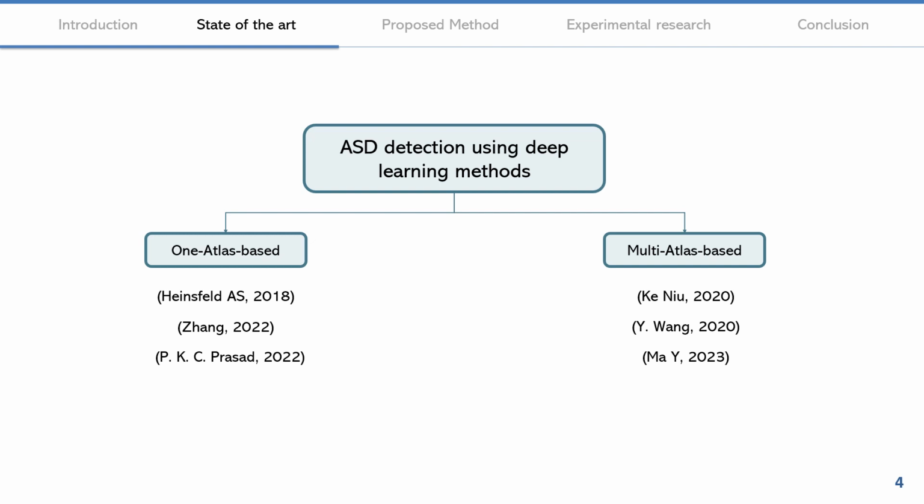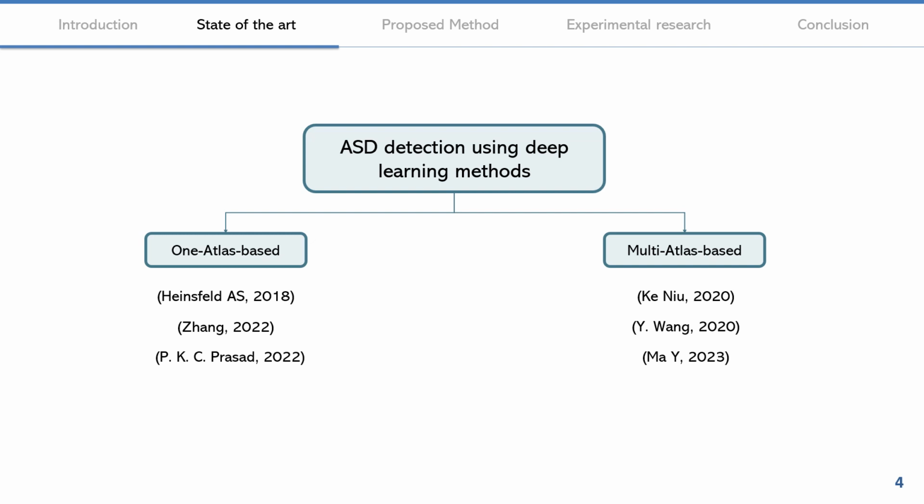In Heinsfeld in 2018, the authors proposed an ASD detection method that used a stacked denoising autoencoder for pre-training to learn a deep feature representation from functional connectivity using CC200 atlas.